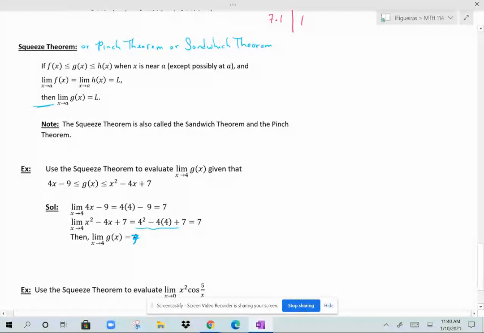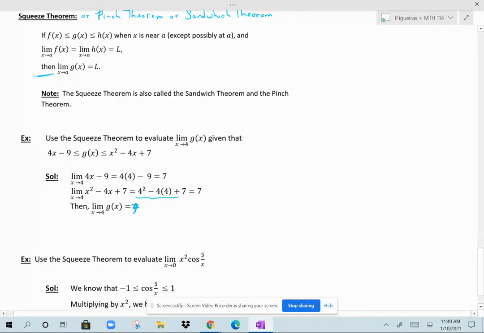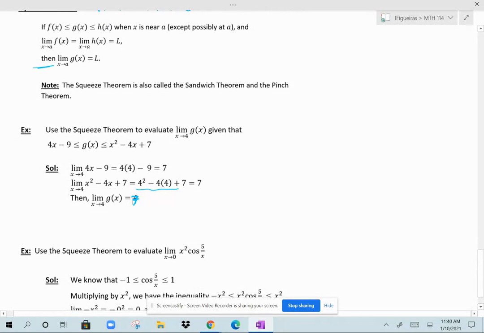Okay, so here's another example of squeeze theorem. We want to evaluate the limit as x approaches 0 of x squared cosine of 5 over x. So unlike the previous example where I gave you the lower function and the upper function, the ones that are squeezing the one that we're interested in, I didn't give you that, but we can come up with a function based on what we know from trigonometry.